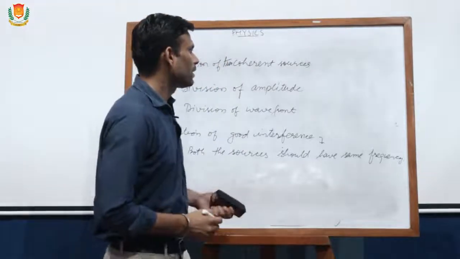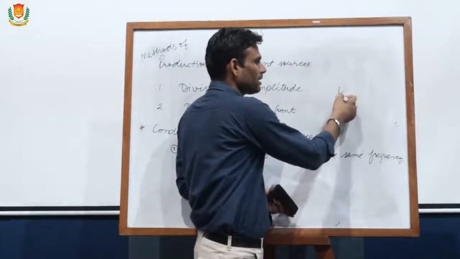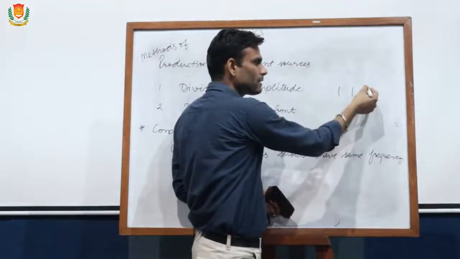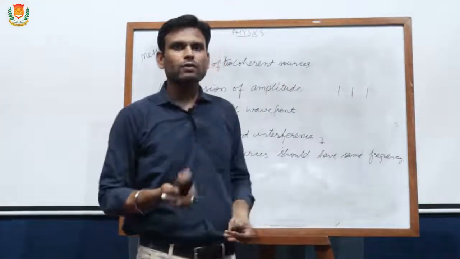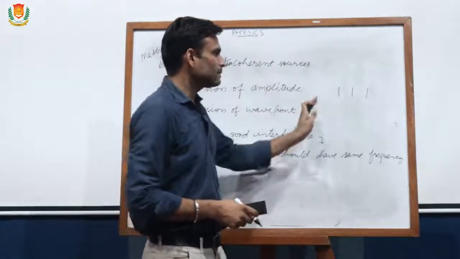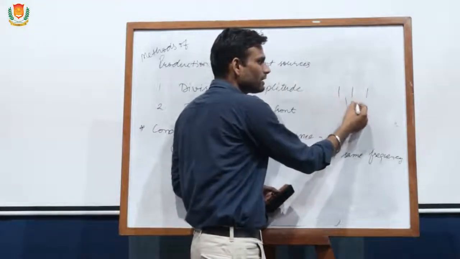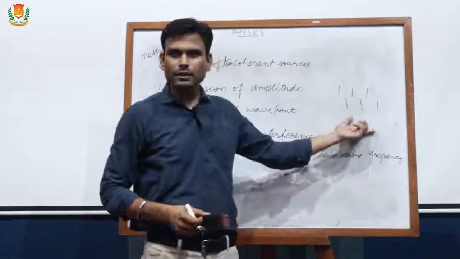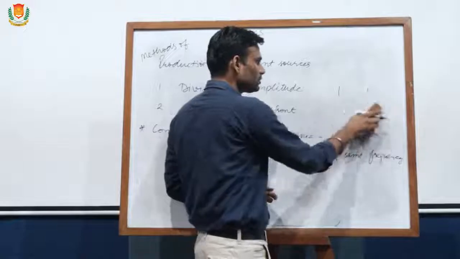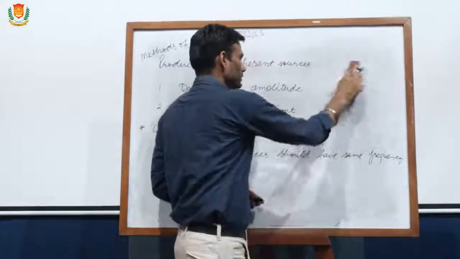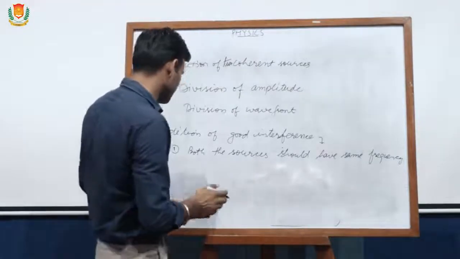Suppose at some time you are getting maxima at this point, the next maxima at this point, the next maxima at this point, and minima somewhere in the middle of these maxima. Then if we have two sources of different frequencies, these maxima will travel with respect to time. At some moment these are at this place, at another moment these may come to this place. So at the screen the maxima and minima will travel. So we need two sources of the same frequency for a good interference pattern.